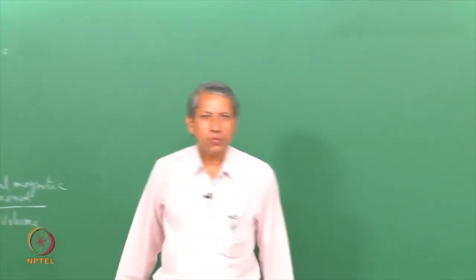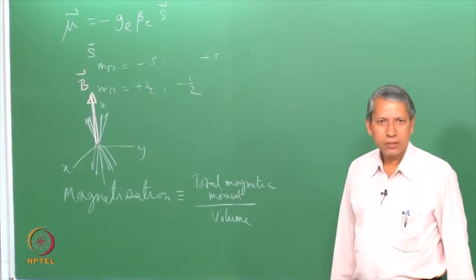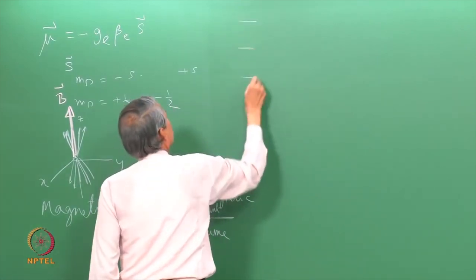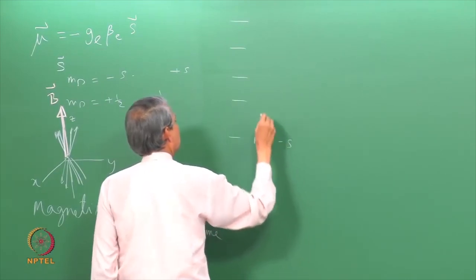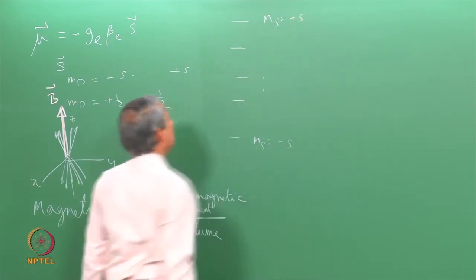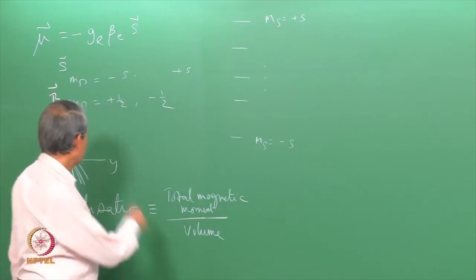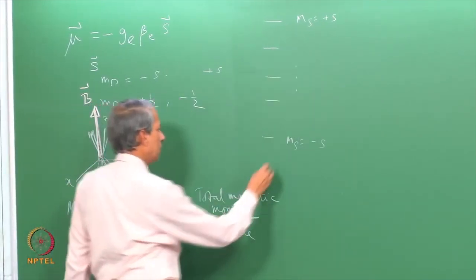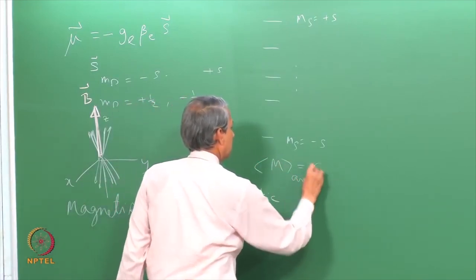And that is true not just for S equal to half. If I have S of some other value, then I can have energy levels starting from m equal to minus S to m equal to plus S. If all the levels are equally populated by the various spins, then if I sum over all the magnetic moments here, the average total magnetic moment will be precisely 0.